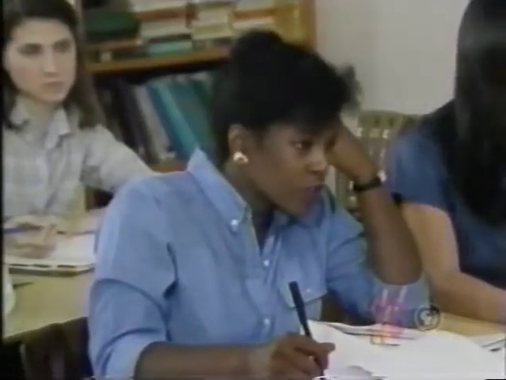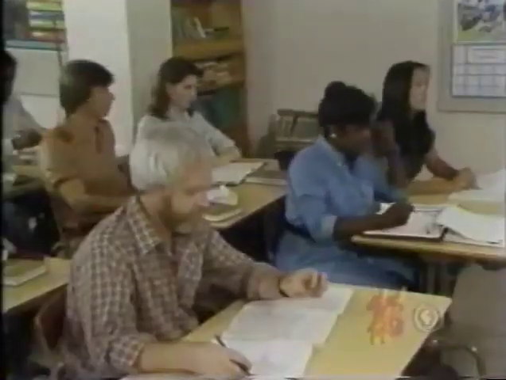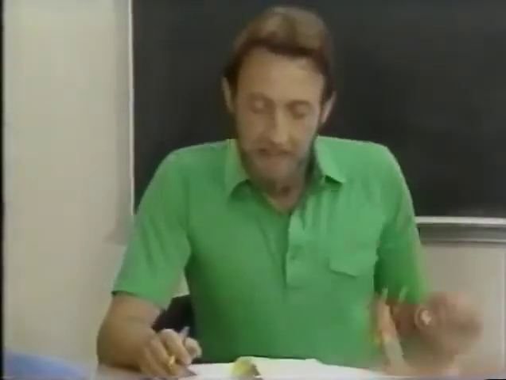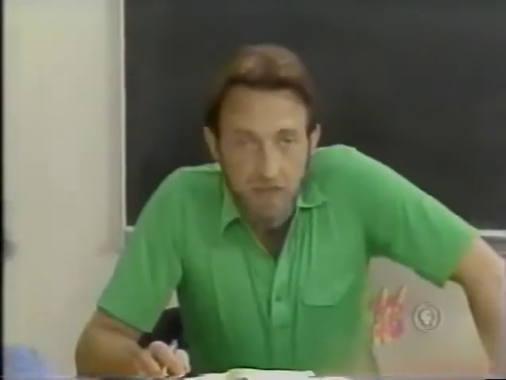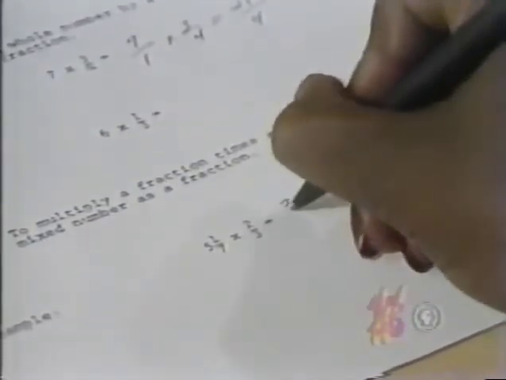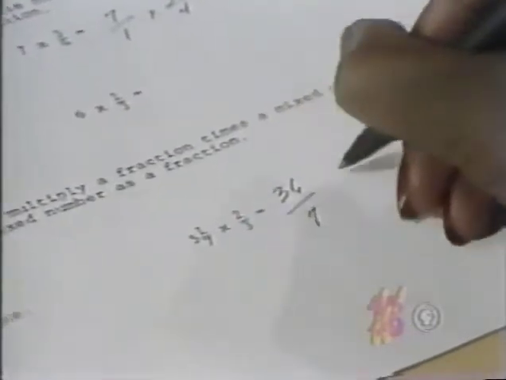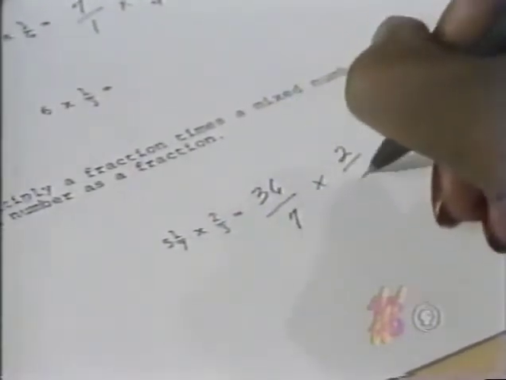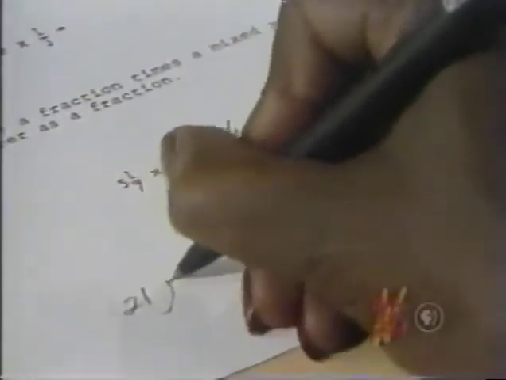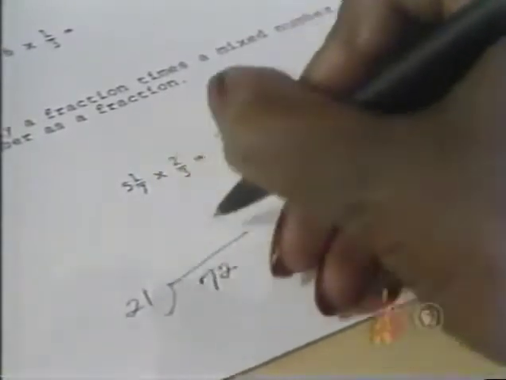Sue, you got a good answer? 5 1/4. Everybody get that? Mm-hmm. Well, you must be right then. All right, good. Maybe I'll stump you this time. Look at rule number 3 and the example. To multiply a fraction times a mixed number, express the mixed number as a fraction. Okay? Now, what is 2/3 of 5 1/7?